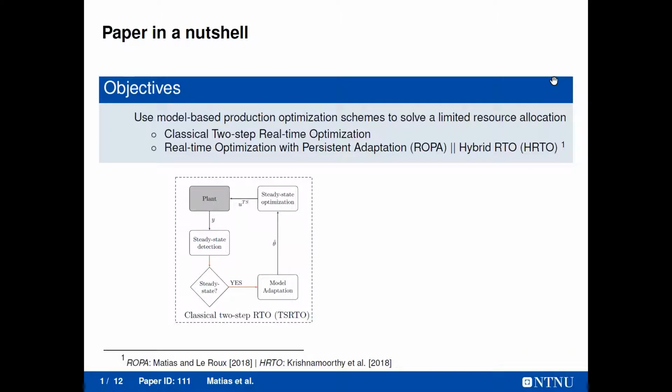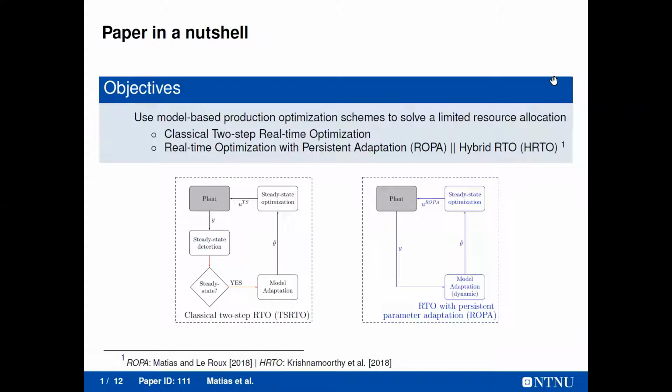potential benefits. ROPA, on the other hand, appears as an alternative since it replaces the steady-state model adaptation step by a dynamic model adaptation, in which, for example, an extended Kalman filter is used for adapting the parameters continuously. Consequently, we don't need to wait for the system to reach steady state before triggering the optimization cycle. The same method has also been named hybrid RTO. They were both simultaneously developed and published. For historical reasons, we will use the name ROPA in this work.